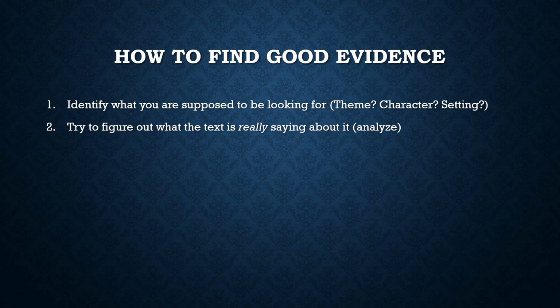Sometimes this can be very easy, and sometimes it can be a little bit tricky. It's really easy when the text just clearly states your answer. For example, if the question is, what is the main character's name? All you're going to do is look and it'll say their name pretty plainly, and that's a really easy piece of evidence that you can just find.